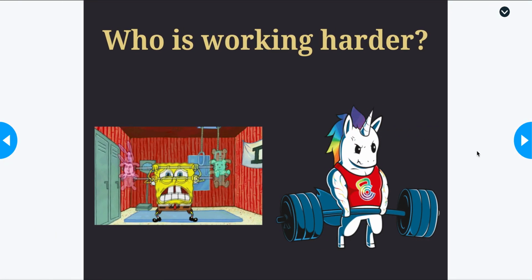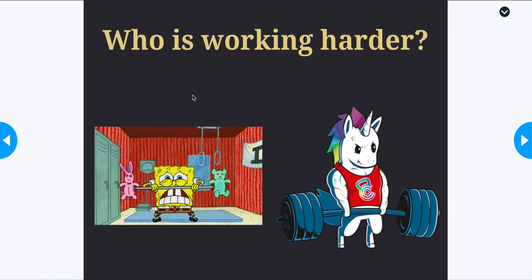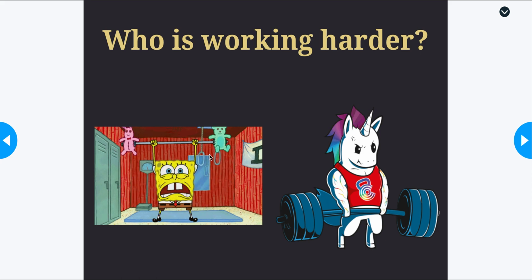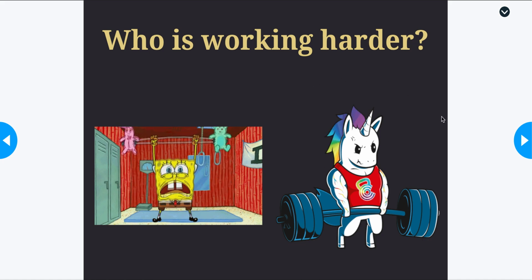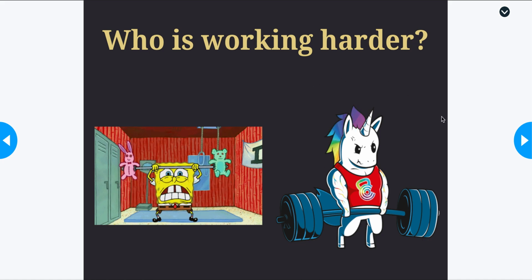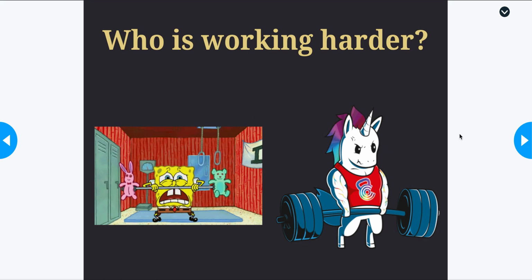All right, so I've got a little image right here, and we see SpongeBob, and he's doing some training with some stuffed animals on his barbell. And then we have this super beefy unicorn, and this unicorn is holding up a barbell. So the question becomes, who is working harder in this situation? Is it SpongeBob or is it the unicorn?